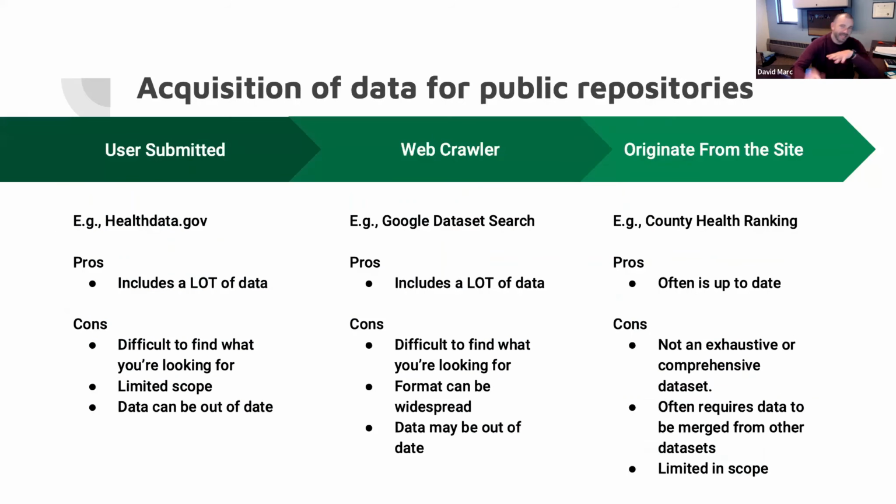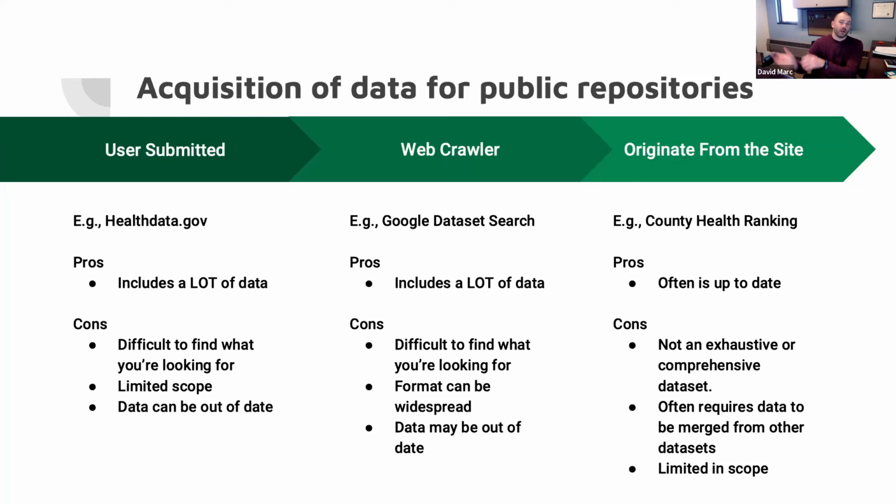How data gets on these repositories can vary depending on the site. Most often they're user submitted. So someone working for a federal agency is going to be the person in charge of uploading the data to HealthData.gov. And the nice thing about that is it's a human including the information about the data set, so they're having to key in all the information. The good thing about those data repositories is that there's a lot of data there, but the con is it can be difficult to find what you're looking for. It might be limited in scope, and unfortunately, some of the metadata can be out of date.